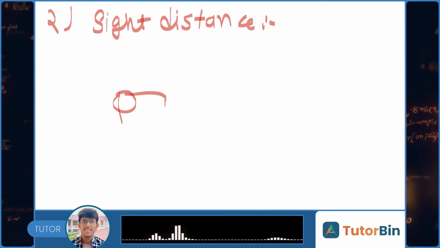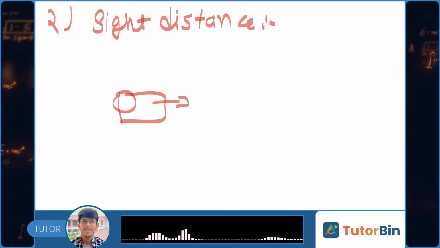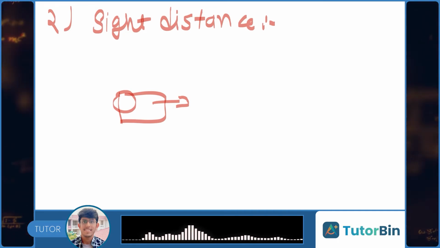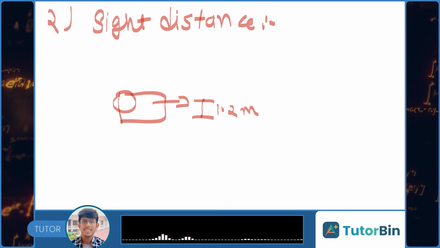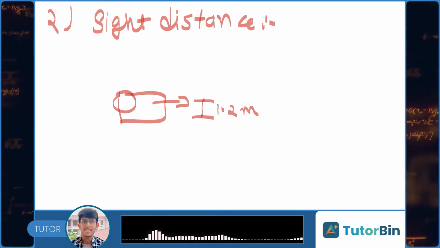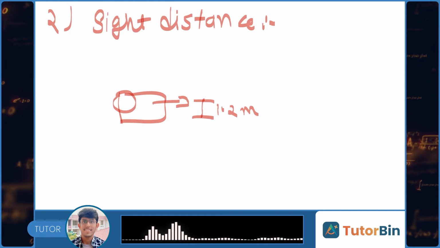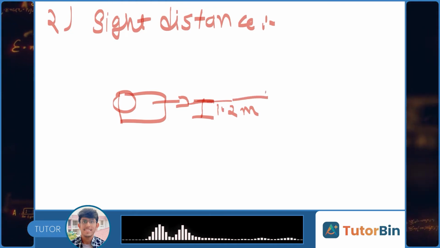Let's consider a vehicle which is moving in a forward direction on the road. We assume that the height of the driver is 1.2 meter from the road. Sight distance deals with how much the driver can see from this position. The clearance available at this side is known as sight distance.